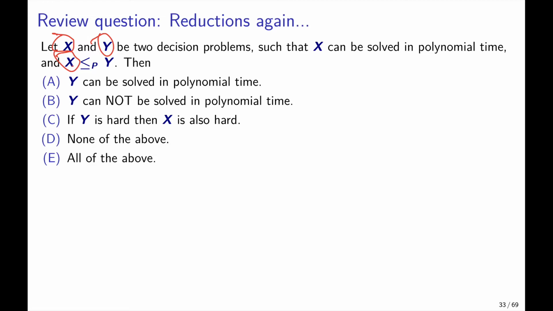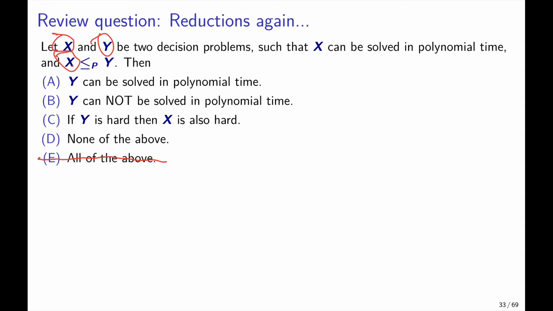What does it imply? So we have 5 options. A: Y can be solved in polynomial time. B: Y cannot be solved in polynomial time. C: If Y is hard, then X is also hard. D: None of the above. And E: All of the above. Okay, so because of the liar paradox, it definitely cannot be E, because that would contradict D, which is none of the above. So we can remove E.